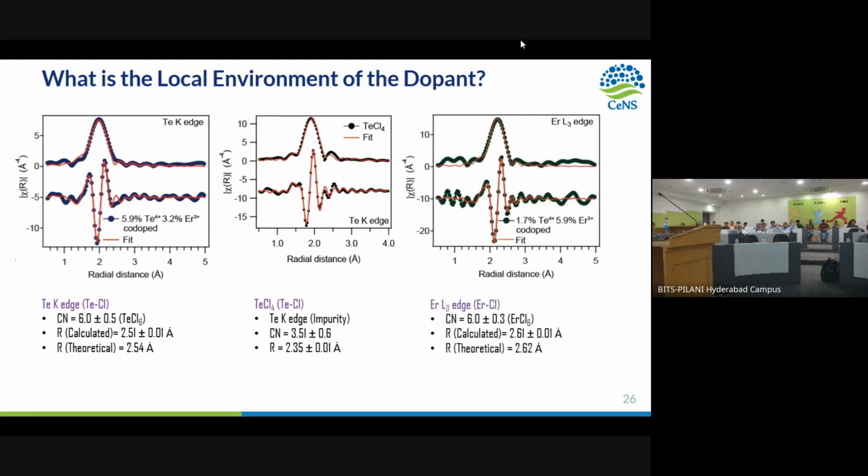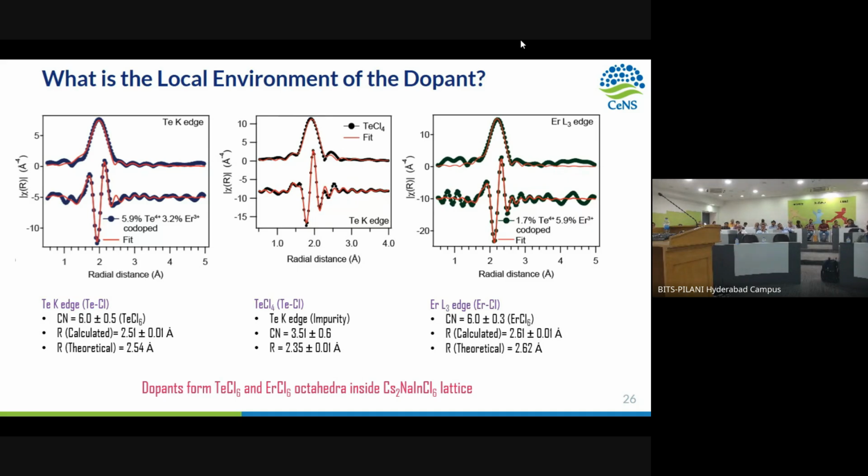So it also says that there is no impurity of tellurium chloride in this material. And similarly for the erbium K-edge, we find that erbium is in an octahedral environment with 6 coordination. So these all basically suggest that when we are doping tellurium or erbium in these systems, they are going into the octahedra, replacing the indium, and forming TeCl6 and ErCl6 octahedra.